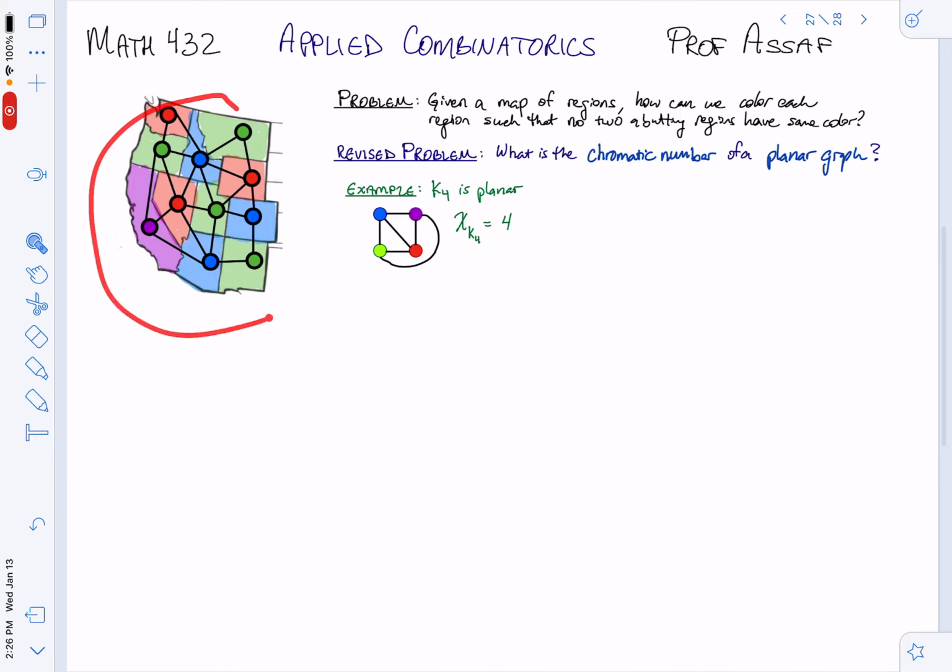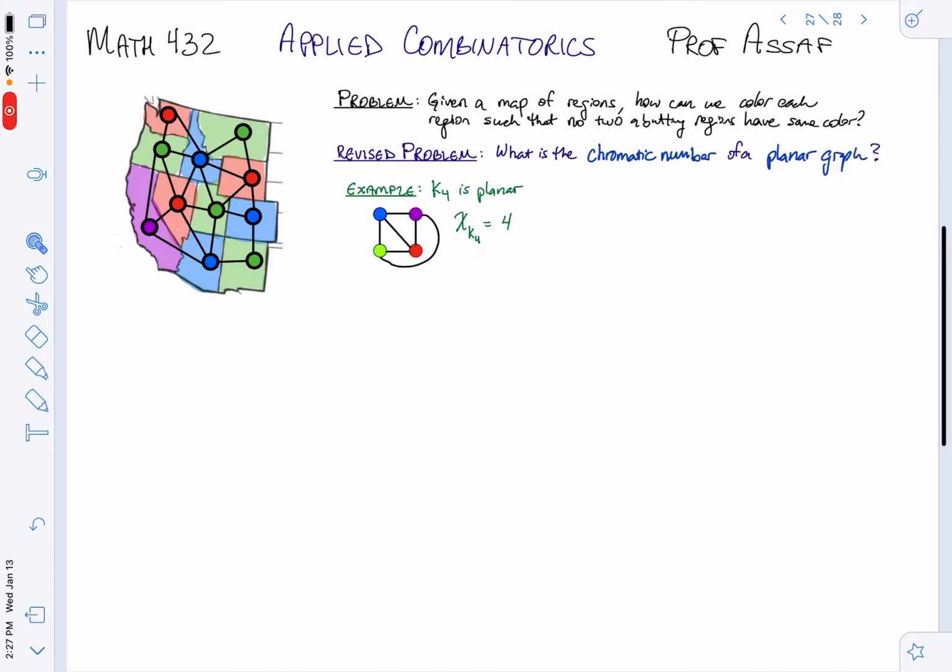So our problem of coloring a map, for example, of the Western United States, becomes the problem of coloring this planar graph that we get by taking the dual. So remember, the dual of a map is a planar graph. So the question we're really trying to answer is, what's the chromatic number, the minimum number of colors needed to properly color a planar graph? Now, K4 we saw before is planar. So here's an example of realizing K4 as a planar graph. And of course, we need 4 colors for this because every pair of vertices is connected. So the chromatic number of K4 is 4.